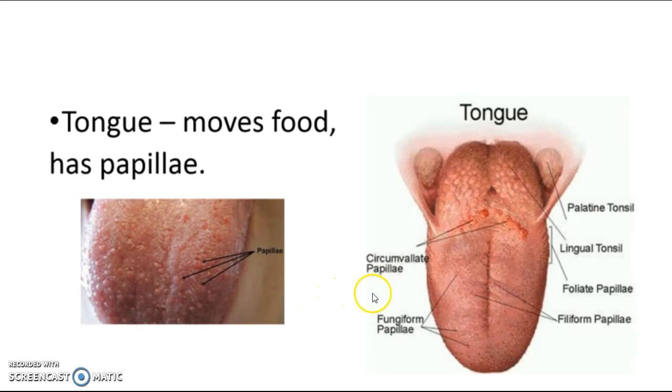We can see that there's different types of papillae in our tongue, and they all have different shapes, like the circumvallate. They're in the back of the tongue, a little bit larger. We have the fungiform kind of spread out on the top level of the tongue, the filiform in the middle, and then the foliate on the sides, which kind of look like gills on fish.